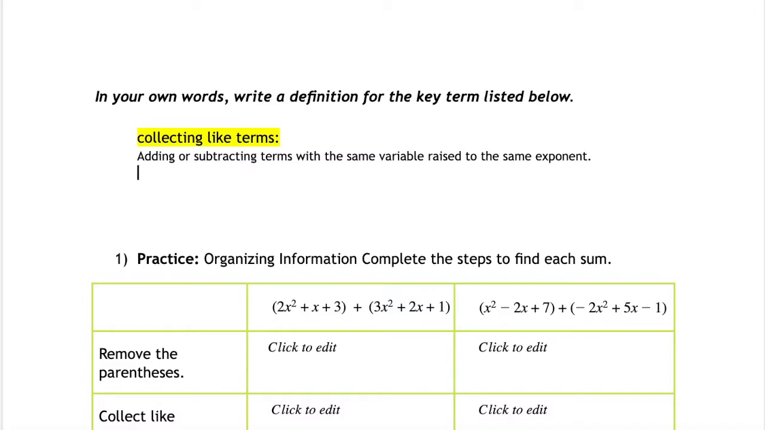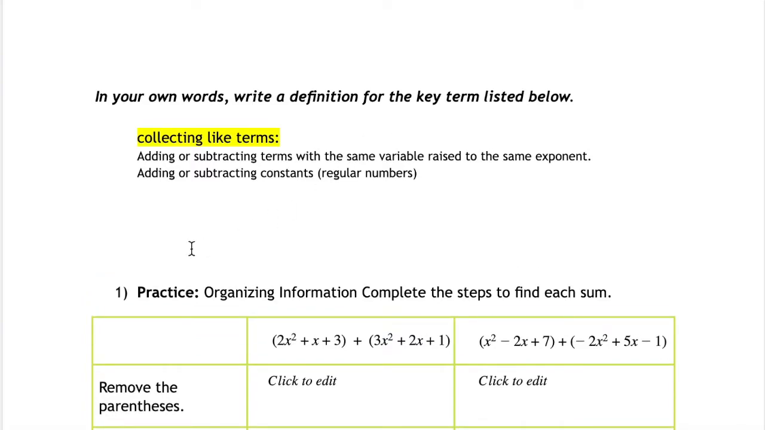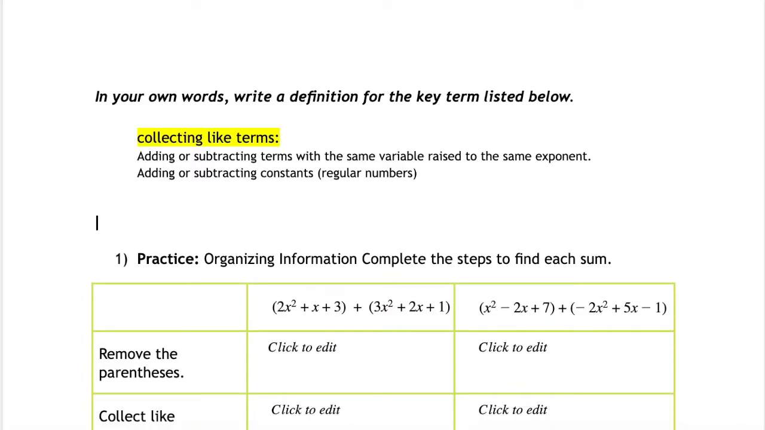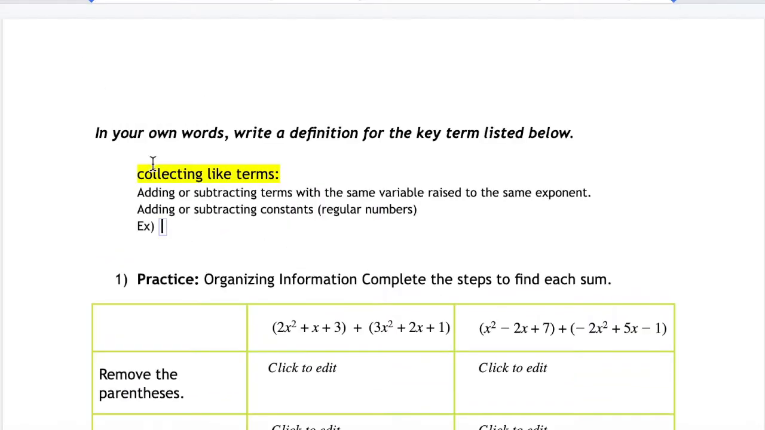Another way we can combine or collect like terms is adding or subtracting constants, so regular numbers. I'm going to write an example right under here just so that when I'm moving forward, I know exactly what I mean by collecting like terms. An example of this would be 3x to the fourth plus 4x to the fourth.